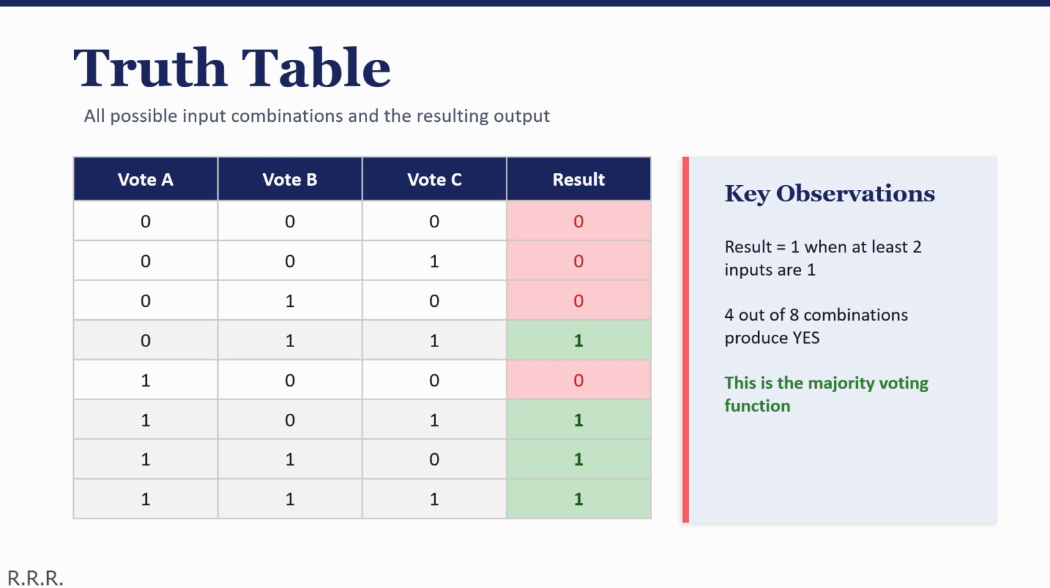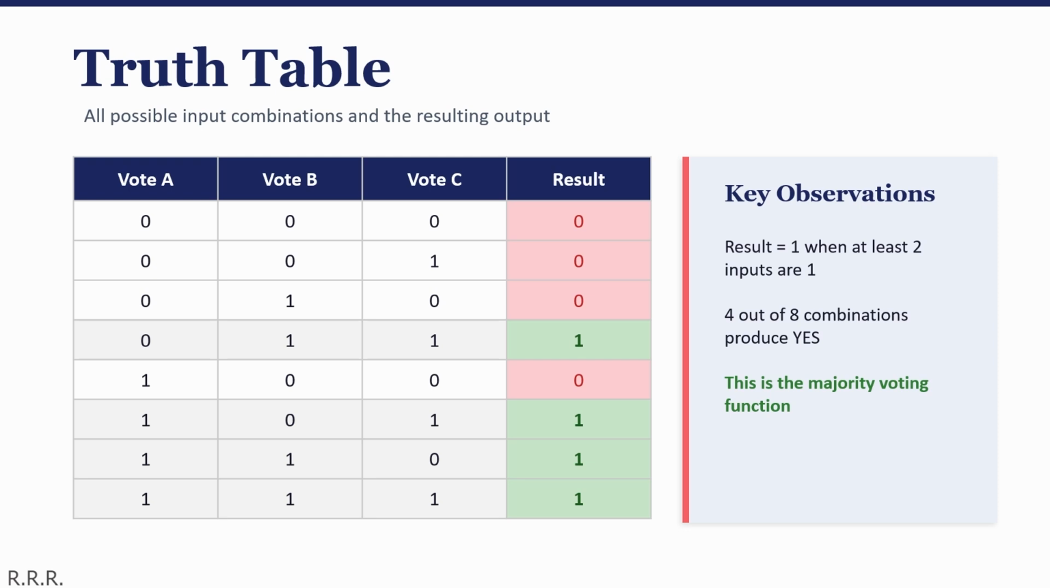Now here is where it gets interesting. When 2 stations vote yes, for example, 0, 1, 1, or 1, 0, 1, or 1, 1, 0, the result becomes 1, which means yes. 2 out of 3 is a majority. And of course, when all 3 vote yes, 1, 1, 1, the result is also yes.